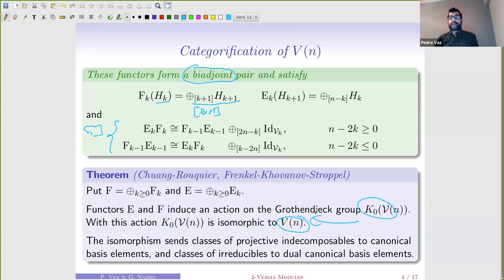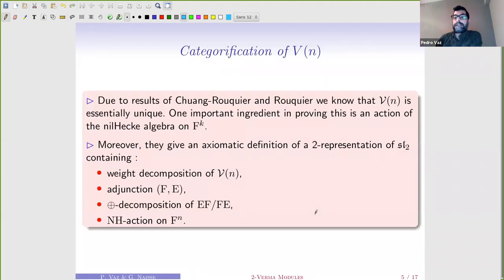But there are some things behind all this construction. For example, this categorification is essentially unique. Well, in a sense I cannot explain, it's called strong categorification by Chuang and Rouquier. And if we analyze the properties of this categorification, we can give a definition of a 2-representation of SL2 that contains some ingredients.